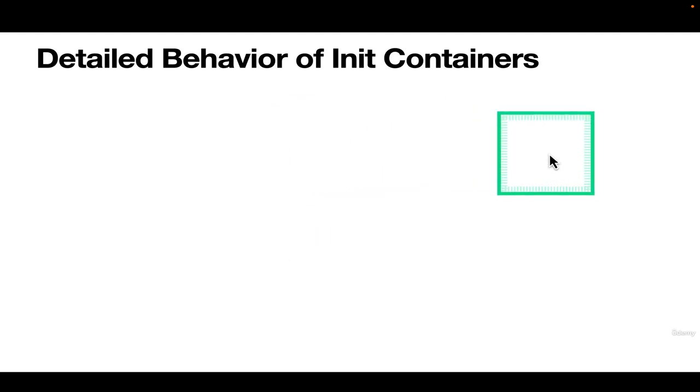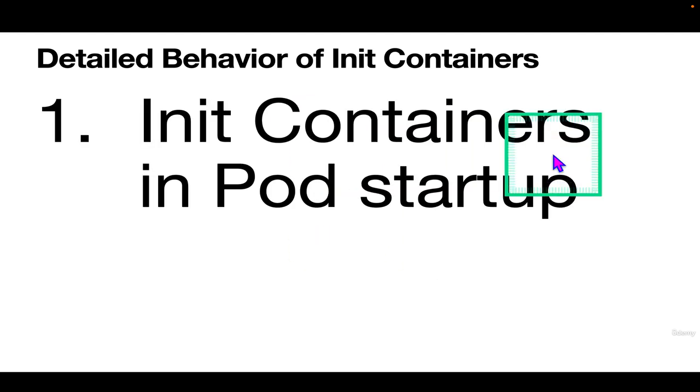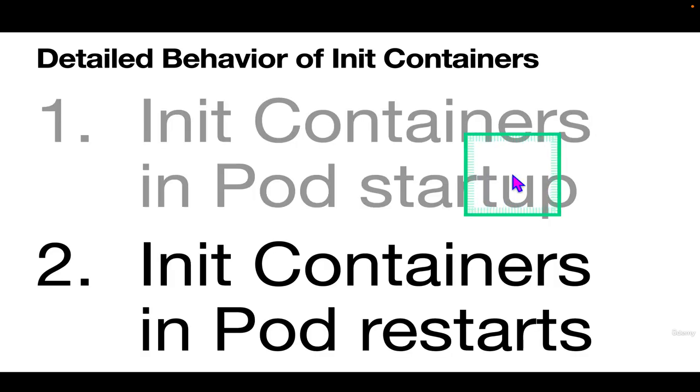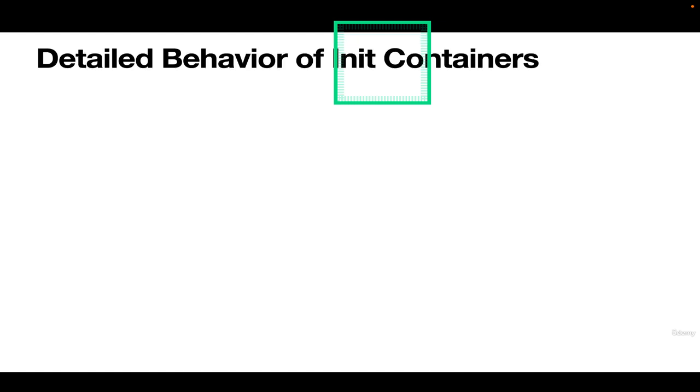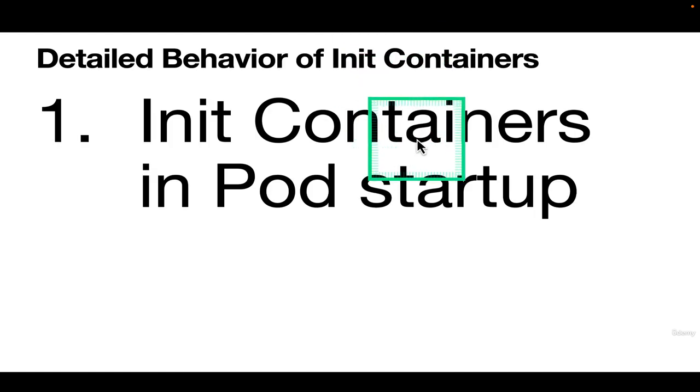Okay, detailed behavior of init containers. On pod startup, init containers are started in order and they must exit successfully before the next one is started. If a container fails to start, it is retried until it succeeds or the pod is deleted. If a pod is restarted or the init container image changes, the init container is also restarted.